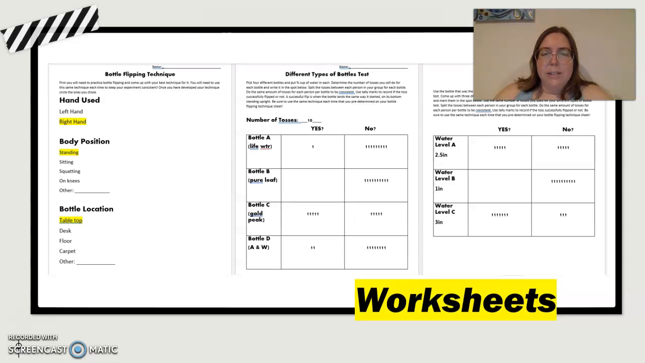I chose 10 tosses for each bottle, and my winning bottle was the Gold Peak one. Then I used that bottle to test water levels, and I came up with 2.5 inches, 1 inch, and 3 inches of water from the bottom up. And 3 inches was a successful one there. So that was my perfect bottle flipping bottle.